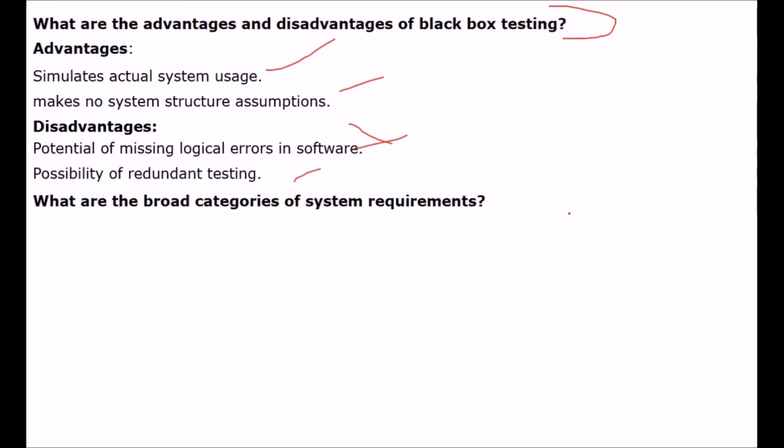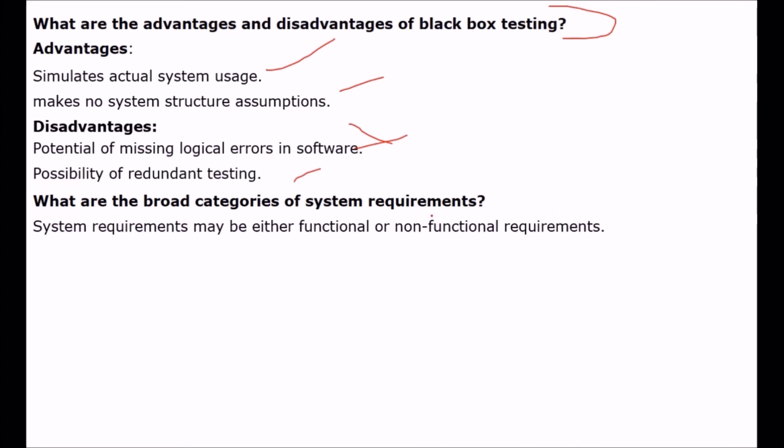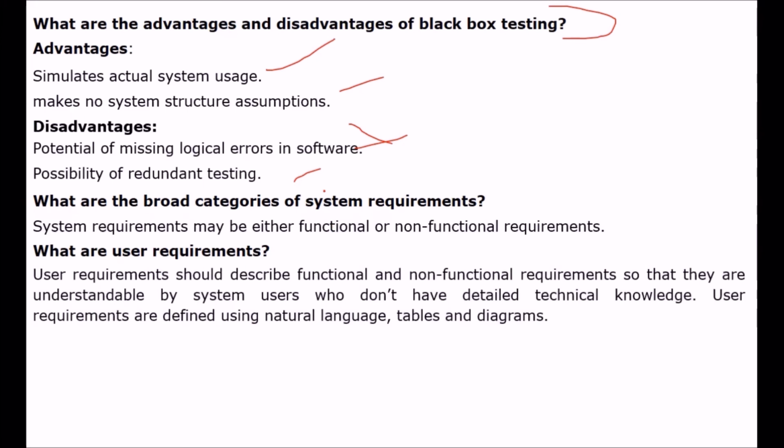What are the broad categories of system requirements? System requirements may be divided into two major categories. One is fundamental or functional and another is non-functional. What are user requirements? User requirements should describe these functional and non-functional requirements so that they are understandable by the system users who don't have any detailed technical knowledge. User requirements are defined using natural language, tables, and diagrams.